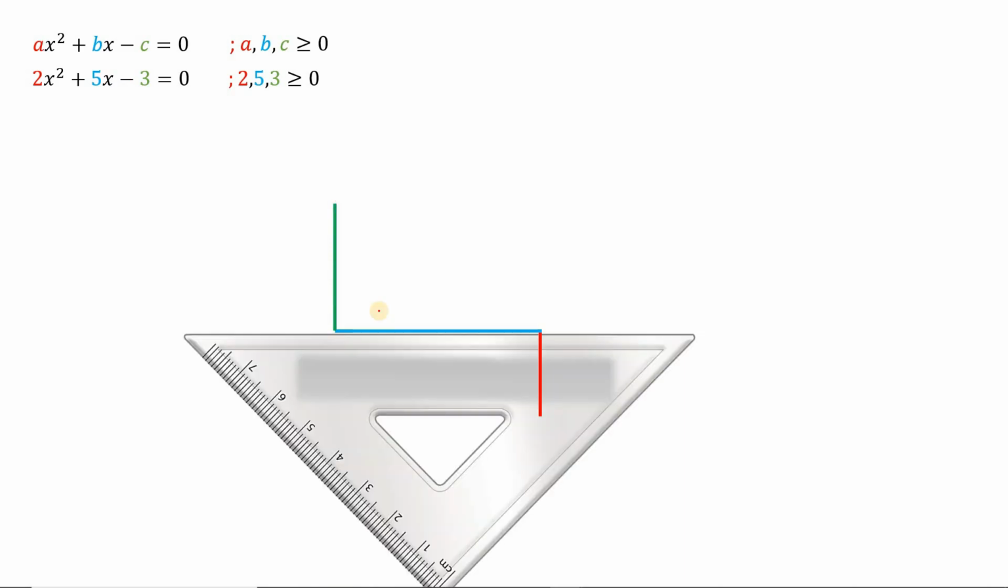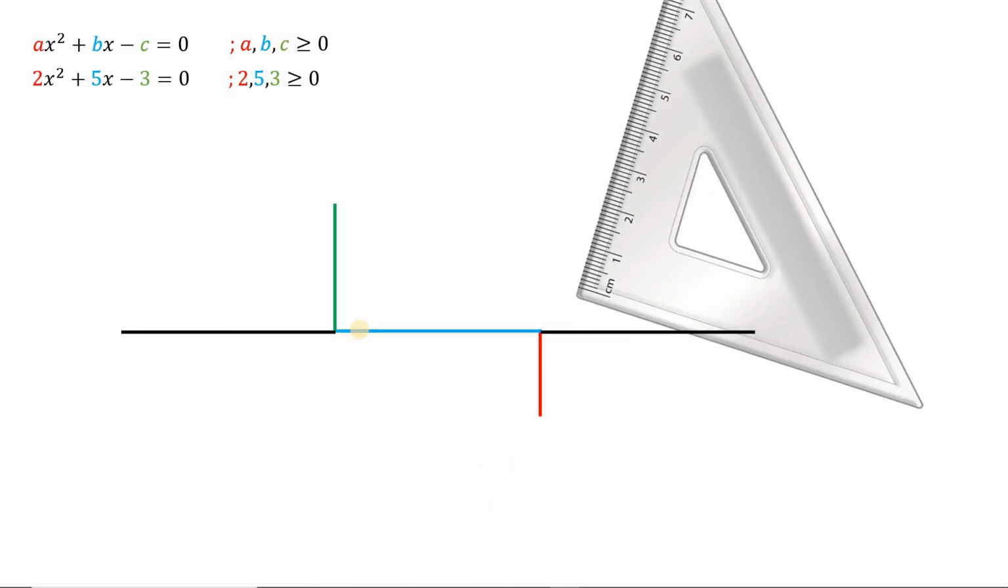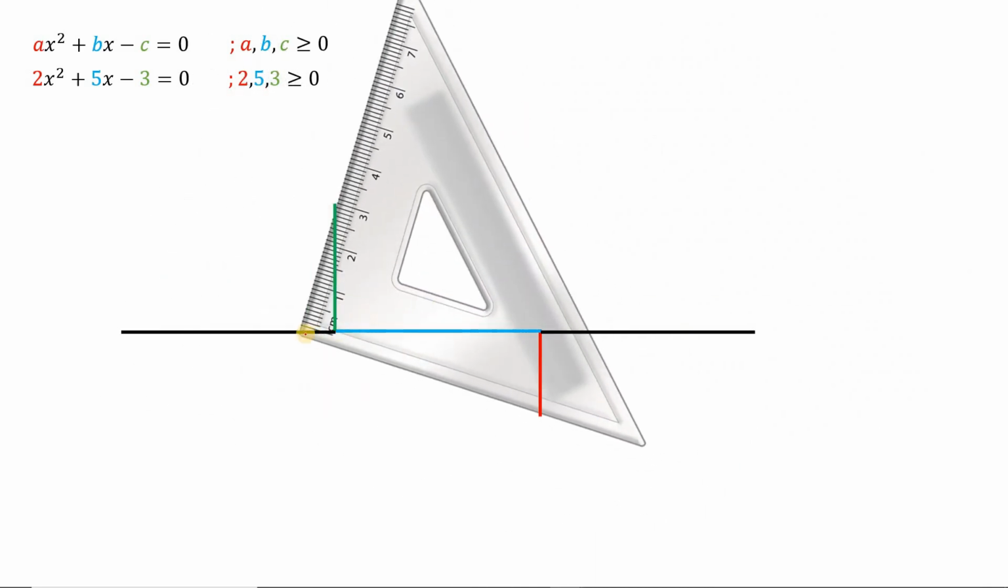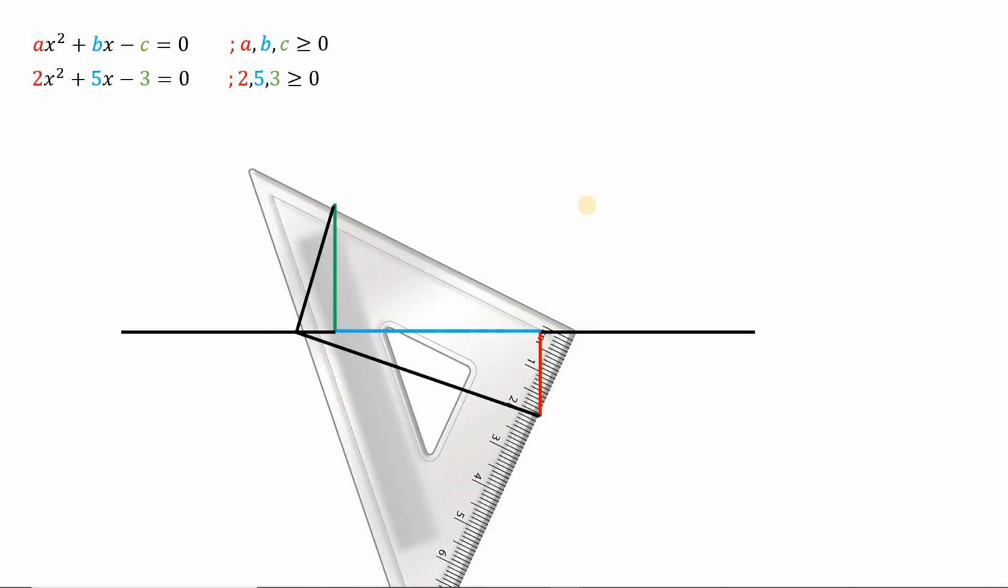So we go upwards. This figure is quite different than the previous ones, so we extend the blue line like this. Then we keep the set square in such a way that the vertex touches the black line and the edge just touches the corners of this green line and the red line. Then we draw the lines like this. The same position can be obtained by putting the set square like this. So the two edges are touching the corners here and here, and the vertex is touching the black line. So we again join these two lines also.